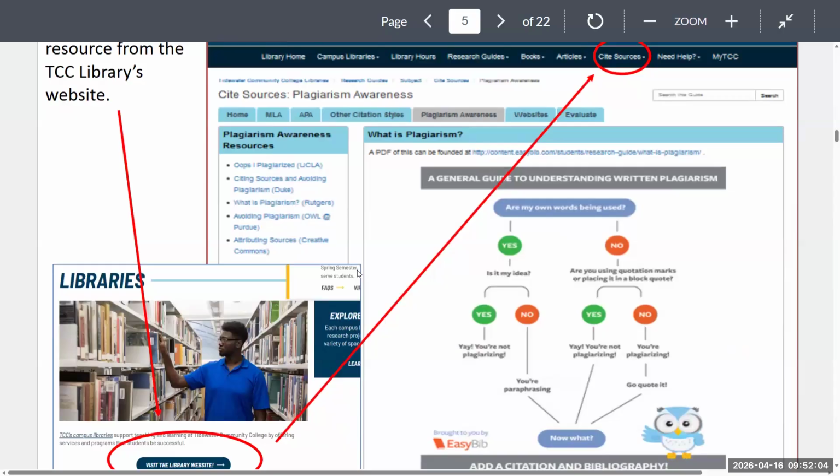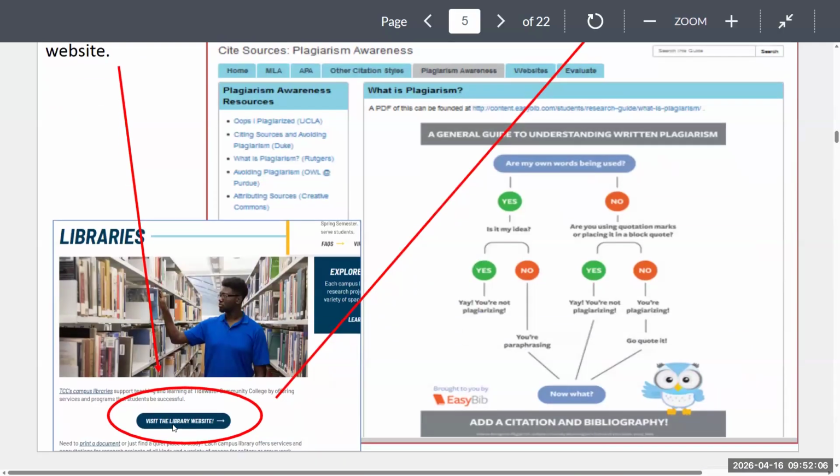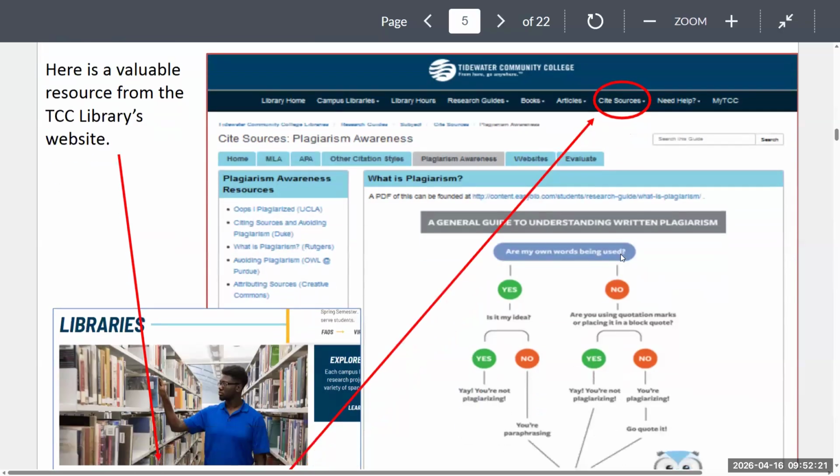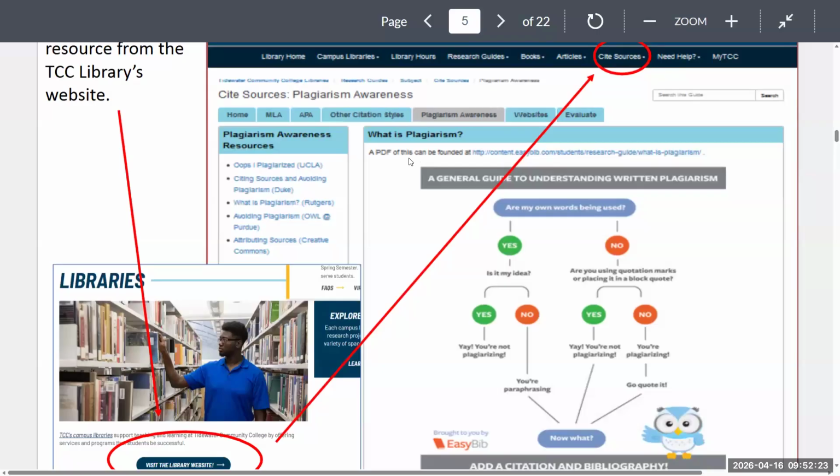Here is a valuable resource at the library website. If you want to cite sources, again, you want to give credit where credit is due. And here is actually a PDF of what is plagiarism. This is a general guide to understanding written plagiarism.